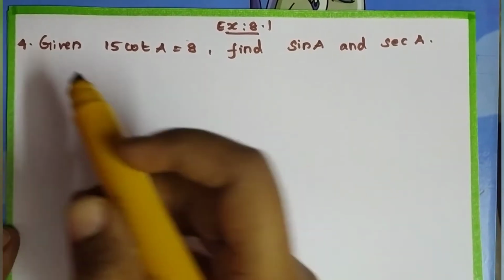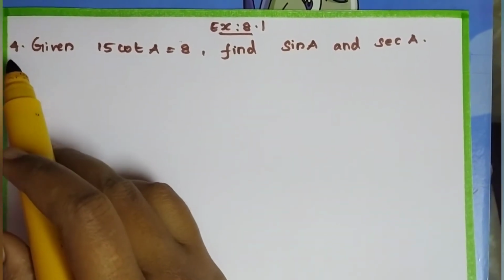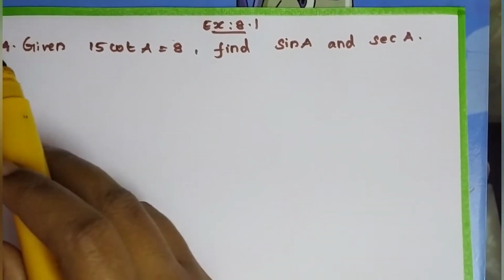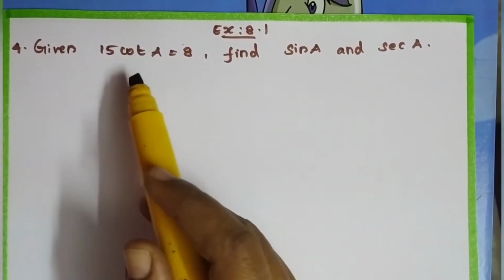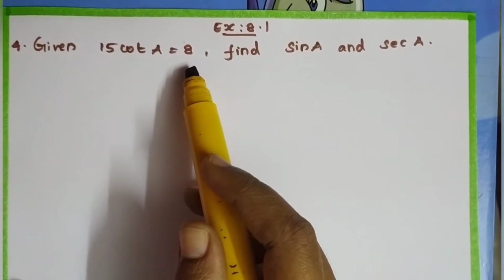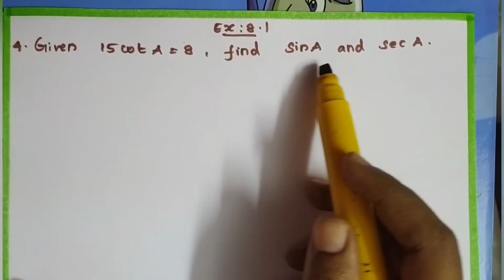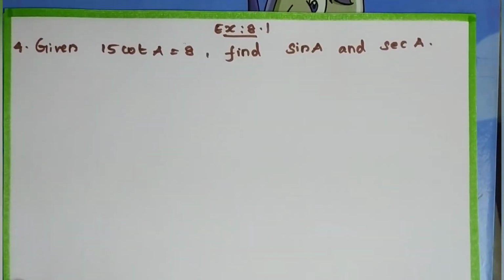Namaste students. In this video we are going to see 4th, 5th and 6th problem. First, 4th problem in exercise 8.1. If 15 cot A is equal to 8, find sin A and secant A.